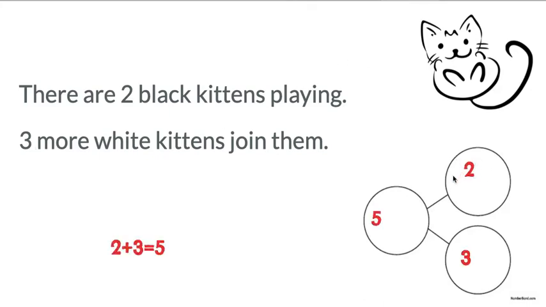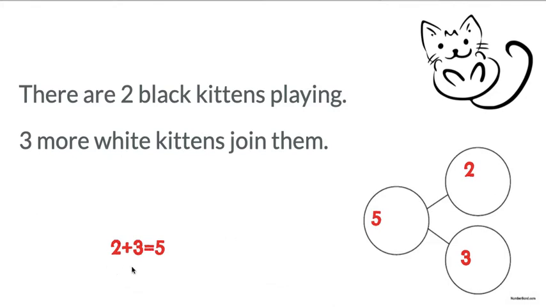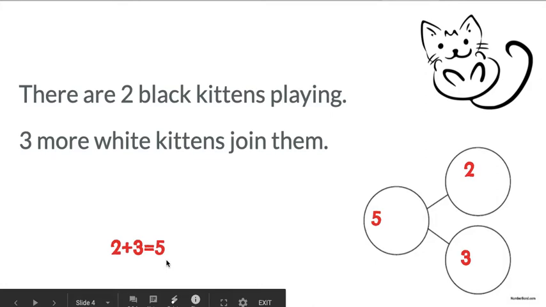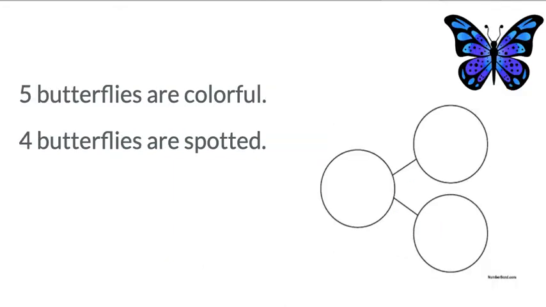2 plus 3 are here. 2 black kittens, 3 white kittens, and in total or in sum or the whole or the answer is 5. Then after that, you can write it out in an addition sentence like this one here, which I'm circling. 2 plus 3 equals 5. So super easy. You can do this, boys and girls. You can do this. Let's try making a number bond with this addition word problem.